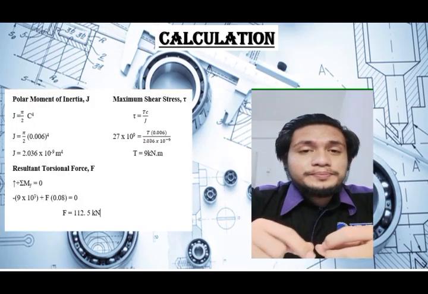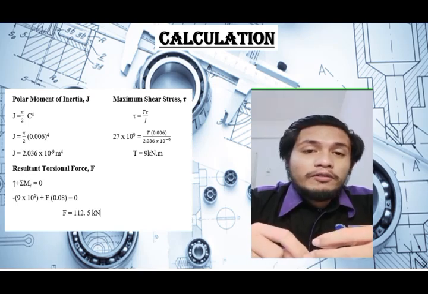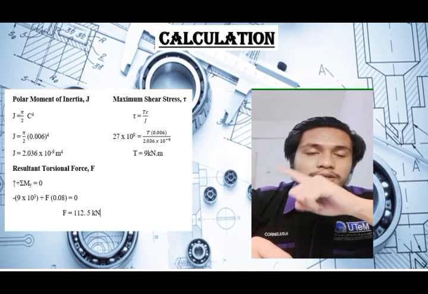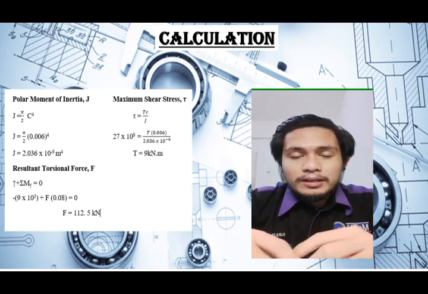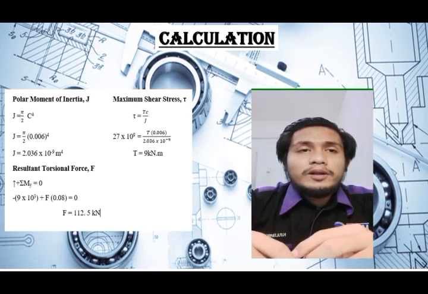For the conclusion, first we need to find the polar moment of inertia. The polar moment of inertia can be solved by using this formula: pi over 2 times c to the power of 4. So the final answer for the polar moment is 2.036 times 10 to the power of negative 9.